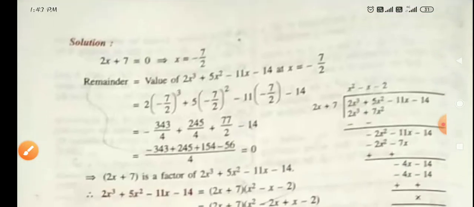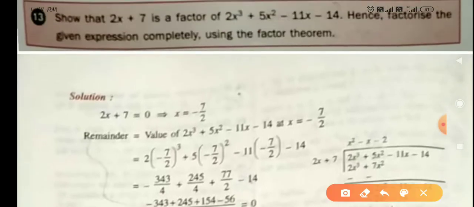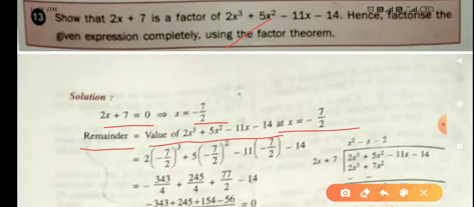So first part. In the last video I told you to put the divisor equal to 0. So 2x plus 7 is equal to 0. Find the value of x. x will come minus 7 upon 2. And this value of x you put in the given polynomial. So the remainder will come. The remainder equals the value of the polynomial at x equals minus 7 upon 2. So it is 2 into minus 7 upon 2 whole cubed plus 5 into minus 7 upon 2 whole square minus 11 into minus 7 upon 2 minus 14.